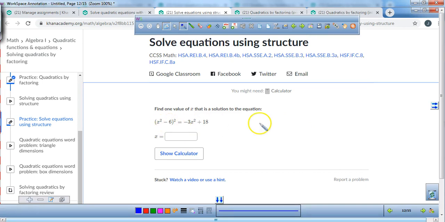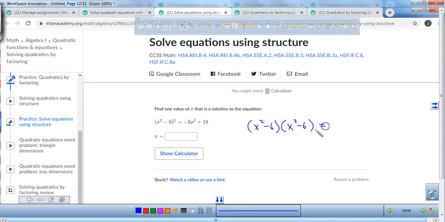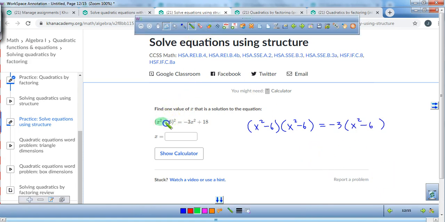Right now we have x squared minus 6. It's being squared, which means we have x squared minus 6 times x squared minus 6 equals... Now I'm just going to factor out a negative 3 real quick, which will leave me an x squared minus 6. What I want you to understand is when you see something being squared, that means you're multiplying it by itself twice. And all I did is factor out a negative 3, which left me with x squared minus 6.